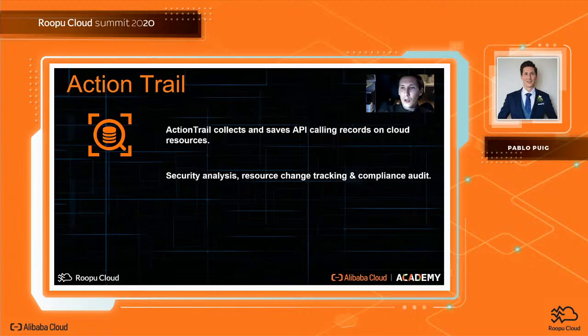By using all these operation records saved by Action Trail, as I said, for example, in OSS, the Object Storage Service, users can perform security analysis, resource change tracking, and also compliance audit. So very, very important for the auditing services.